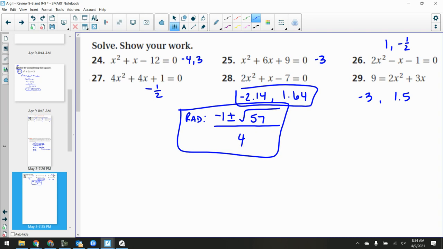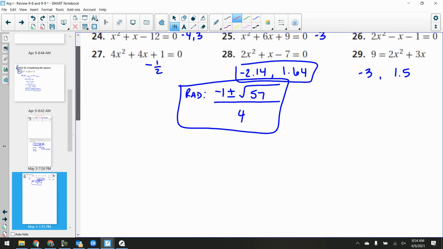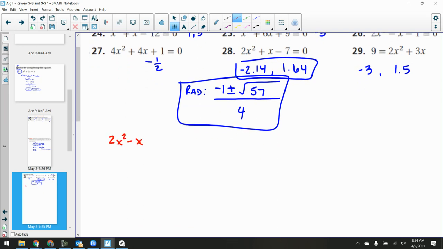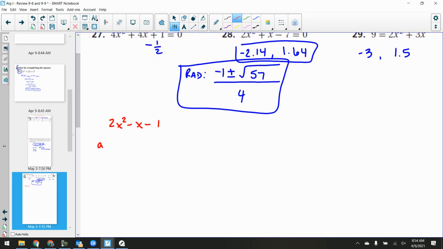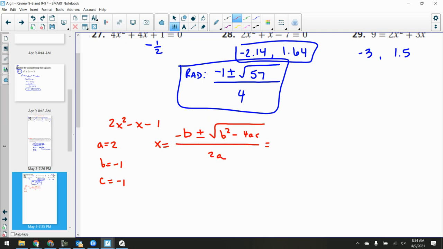Okay, what of these do we need to see? You want to see 26? Yeah. So we've got 2x squared minus x minus 1. So my a value, now, is this already set up? Perfect. A is 2, b is -1, c is -1. X equals the opposite of b plus or minus the square root of b squared minus 4ac all over 2a.